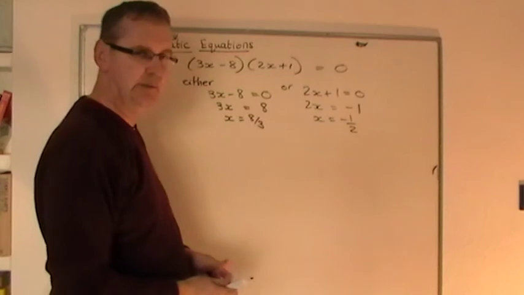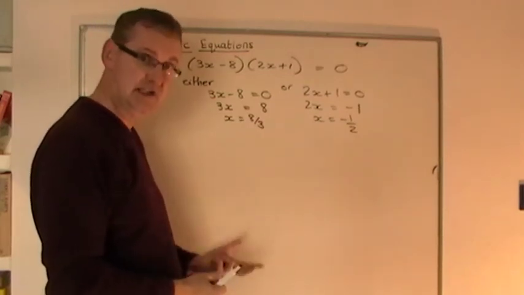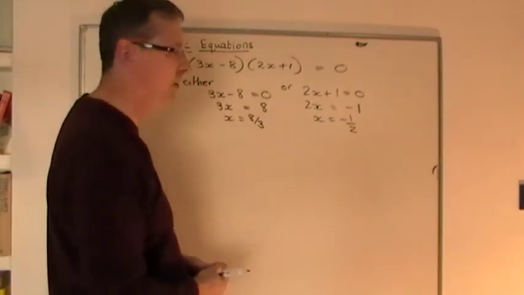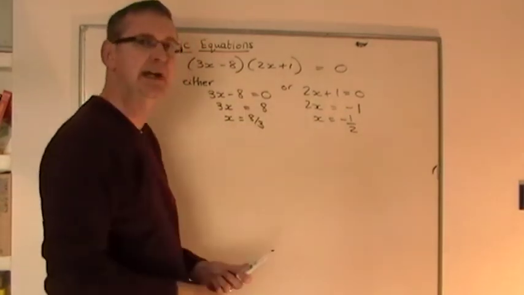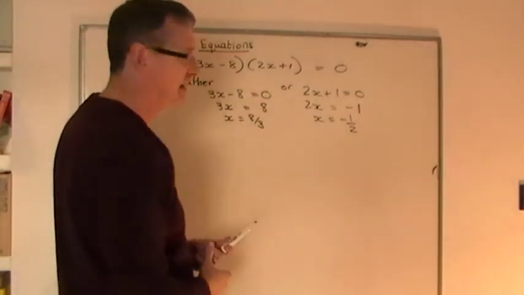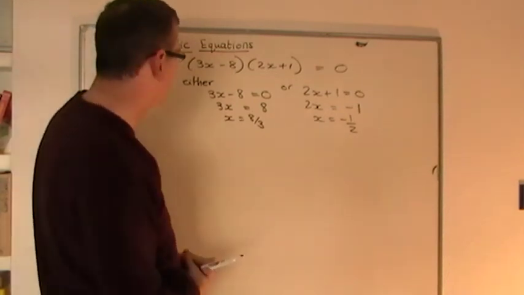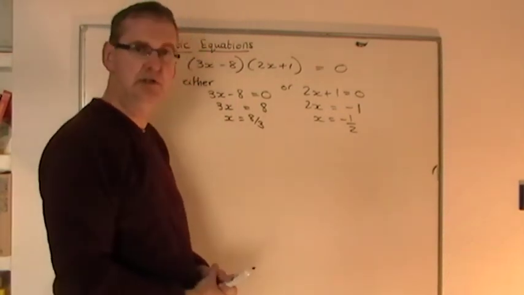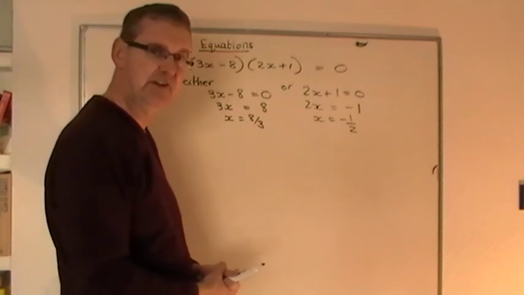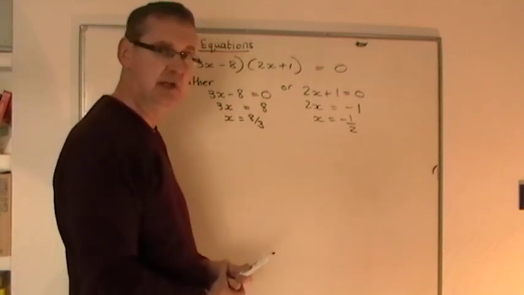That question there comes up quite a lot, and it's really simple, but it catches so many people out all the time because they want to multiply it out. Don't. It's already factorised, therefore you can immediately go and say either or to get your two solutions. Okay, that's the end of this basic factorisation and quadratic equation video.